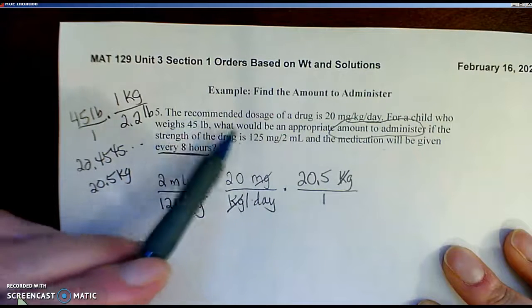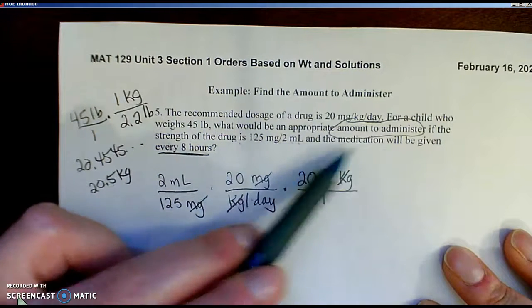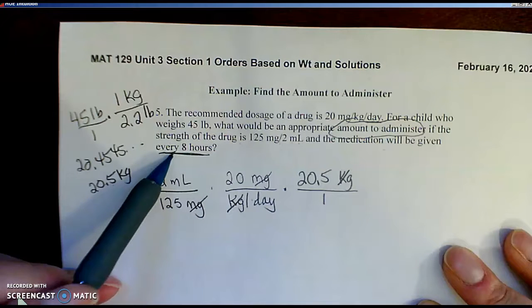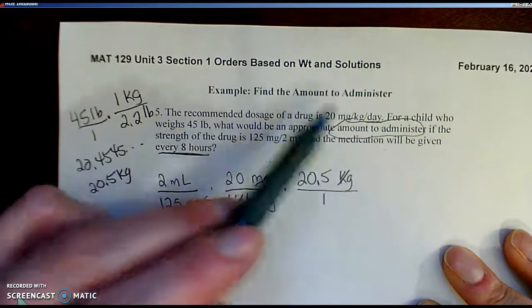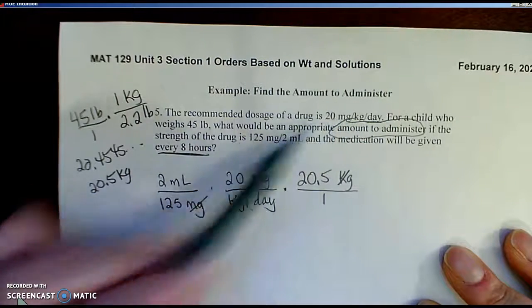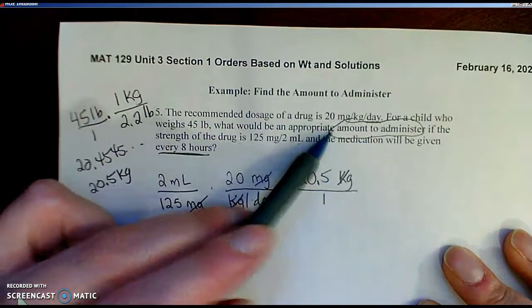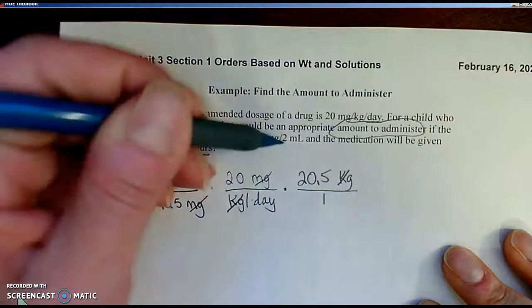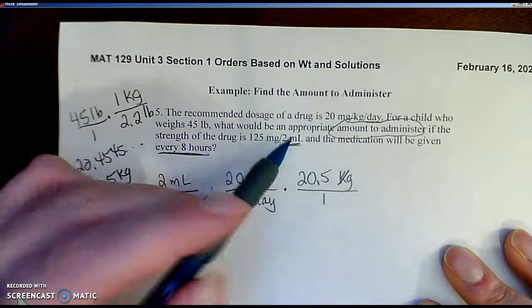The strength of the drug is 125 milligrams in every 2 milliliters, and the medication will be given every 8 hours. Looking at the frequency, every 8 hours is here, but it's per day here, so we know we're going to have to use that eventually. The amount to administer is for a single dose. We see that because of these 2 milliliters, it's a liquid. So let's start with the milliliters.